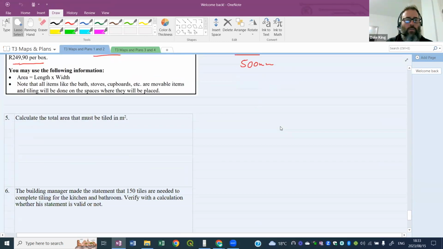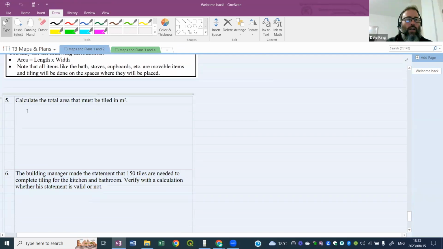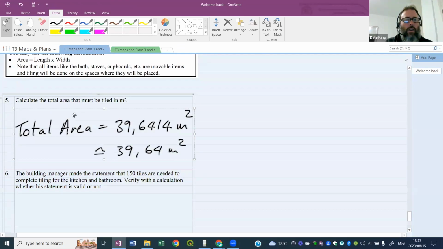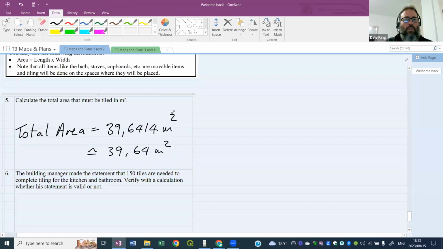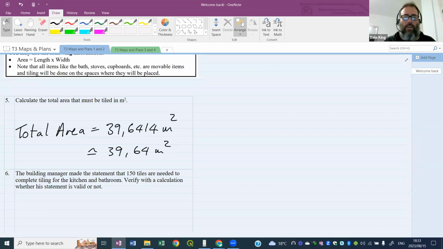That's where we are. Those people that are new here and are thinking, what is going on? We are going back to a question we did on Thursday, which is on maps and plans still. So we're going back to a question where we're starting to incorporate finance into the question now.